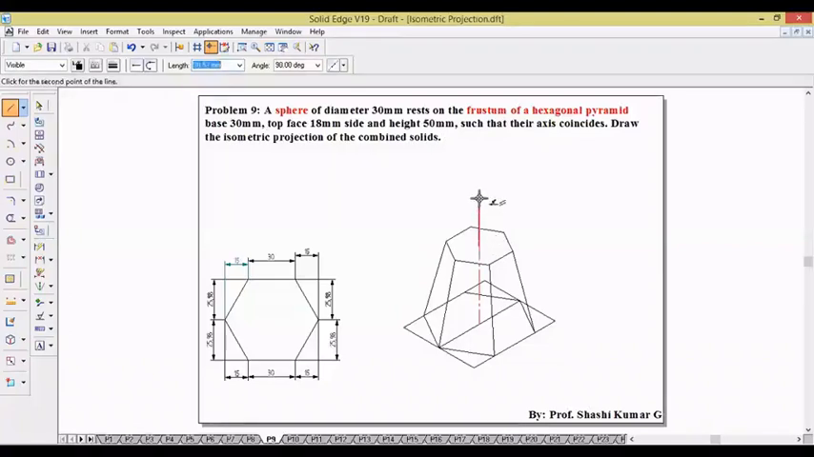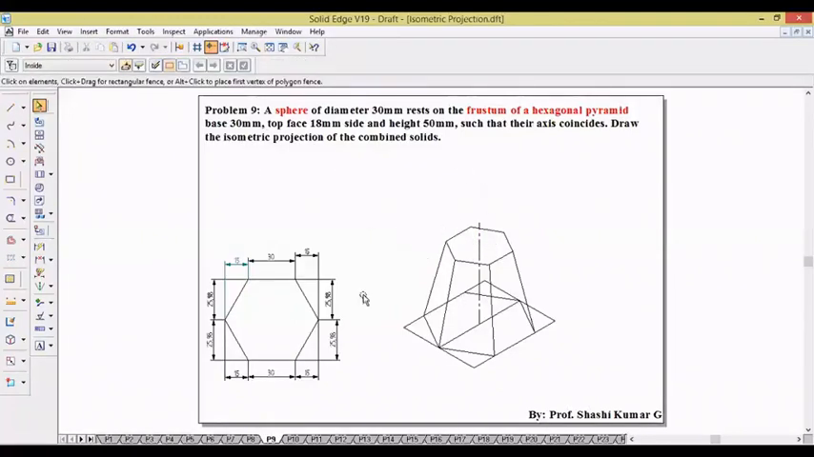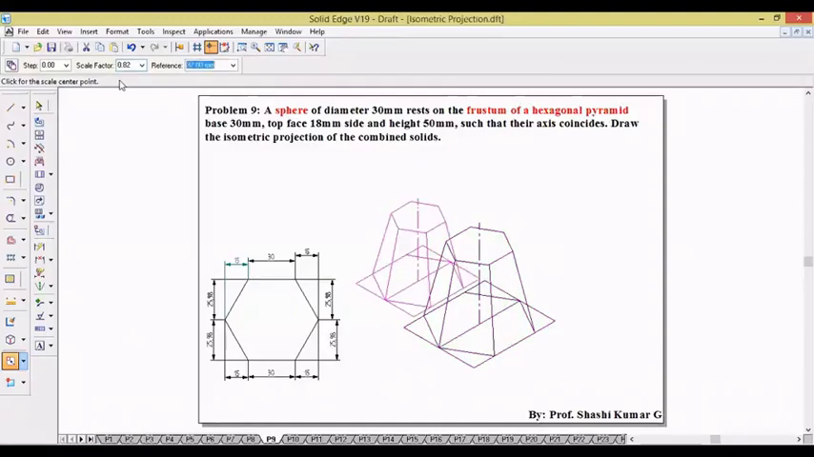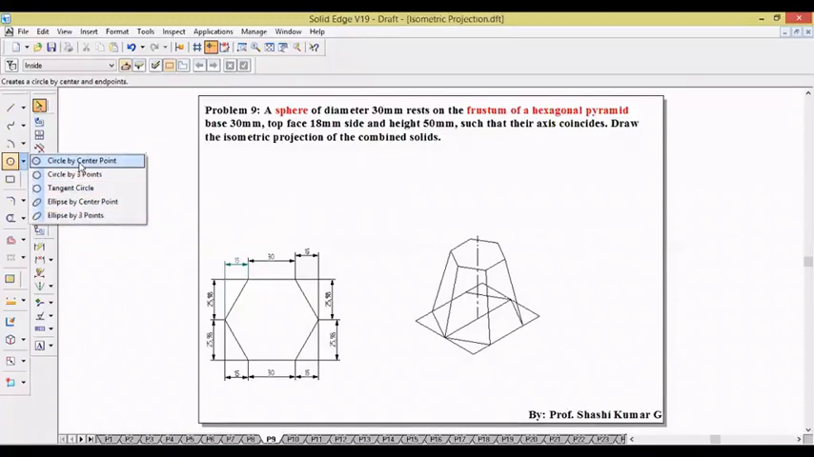So from this end point, you take a radius of the sphere. The diameter is 30 mm, so radius will be 15, at 90 degree you take. So this also make axis line. Before drawing the sphere, we need to take scale, because for sphere we should not take scale. So take scale, isometric scale factor 0.8164. Reduce the scale.